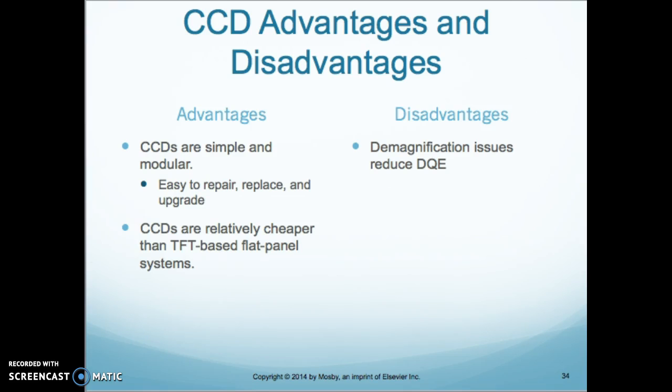So, CCD advantages and disadvantages. Advantages of CCDs are that they are simple and modular, and easy to repair, replace, or upgrade. CCDs are relatively cheaper than TFT-based flat panel systems. The disadvantages are the demagnification issues and reduced DQE.